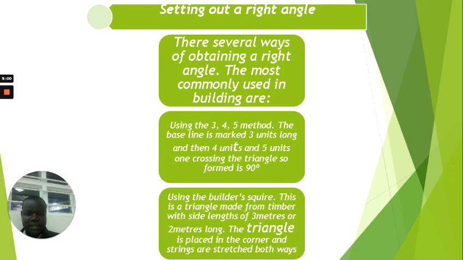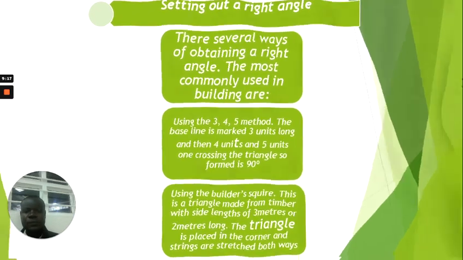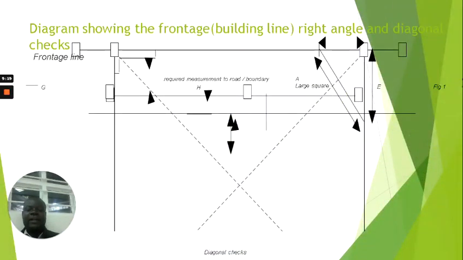Another method is using the builder's square, and this is a triangle made from timber or steel with side length of 3 meters or 2 meters long. The triangle is placed in the corner and strings are stretched both ways. Like you can see, I have displayed there a diagram that shows the frontage line, which is the baseline, and also it shows us the corner square or the large square being placed at the corner.